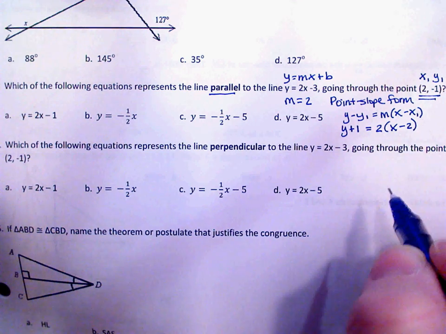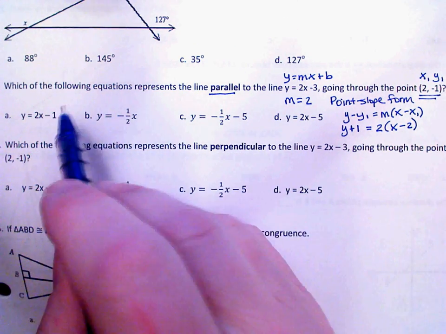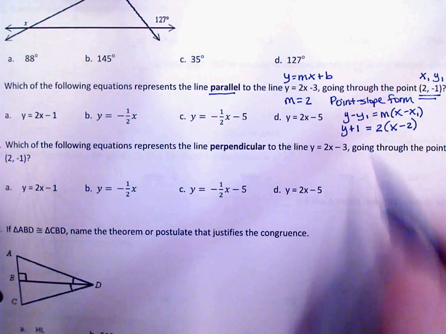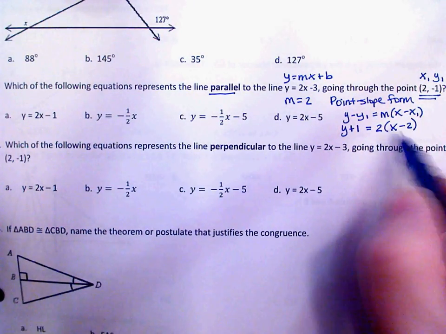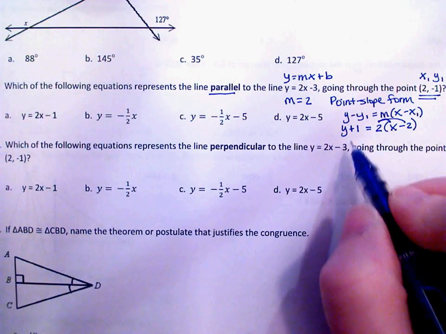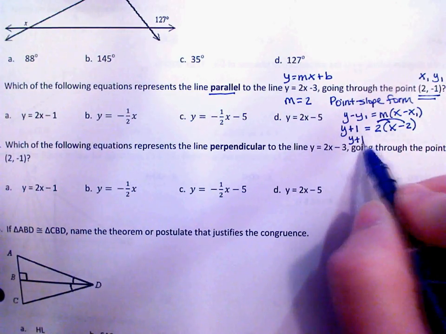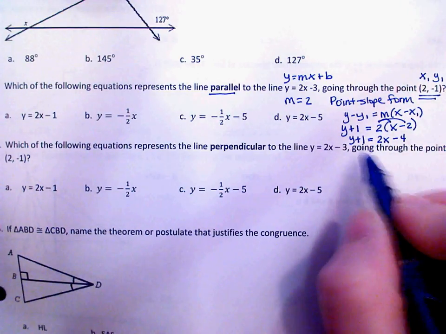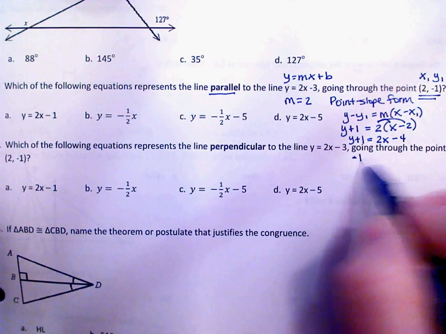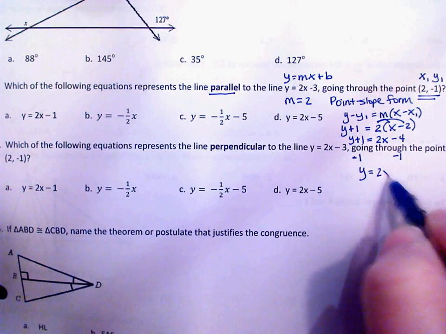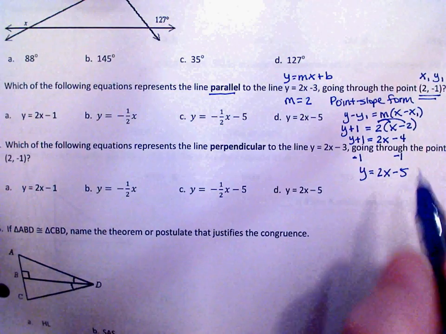You're wanting your answer in slope-intercept form. Those are the answer choices there, so we need to get solved for y. The first thing I'm going to do is distribute the 2 to get rid of the parentheses, and I have y plus 1 equals 2x minus 4. Now I can solve for y by subtracting 1 from both sides, and I get y equals 2x minus 5. So that is choice D.